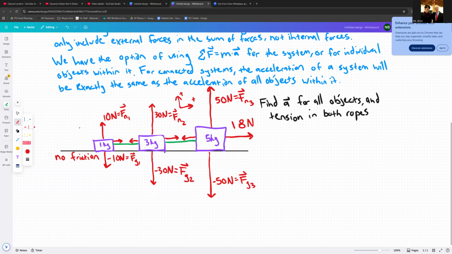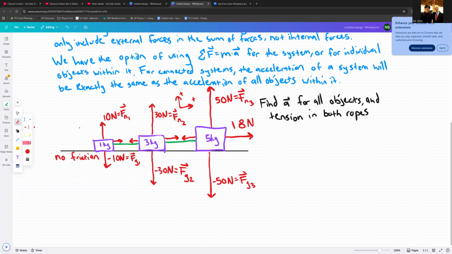And those amounts of tension are the same, even though the 1 kilogram gets pulled to the right by this rope and the 3 kilogram gets pulled back to the left by this rope. It could be like +2 and -2 newtons, or +3 and -3. Same thing here. Whatever amount of force is pulling the 3 kilogram to the right, that same amount of force is pulling on the 5 kilogram to the left, the 2 ends of that rope. Okay, and that's an important thing about tension.